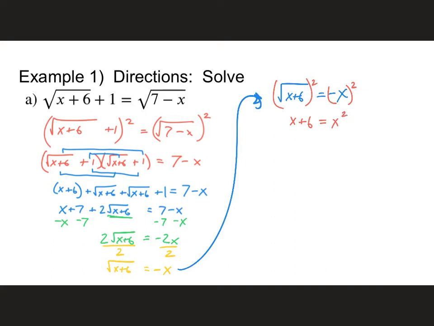Okay, so now, again, just like we did in the last section, we have no radical. The radical went away, and we have this quadratic equation. See the x squared? That's what tells me we have a quadratic equation, this x squared that's right here.